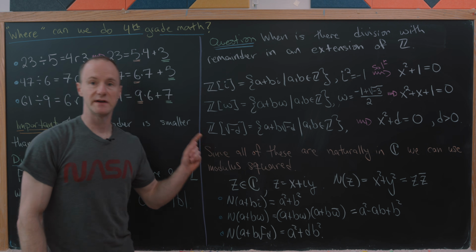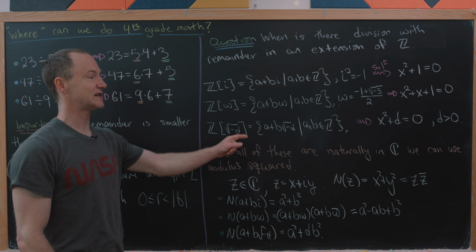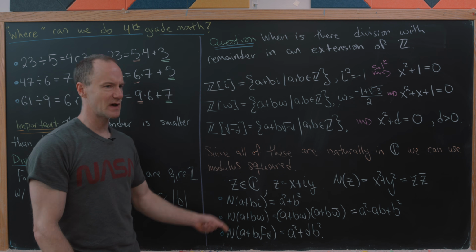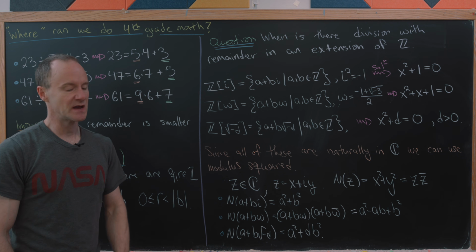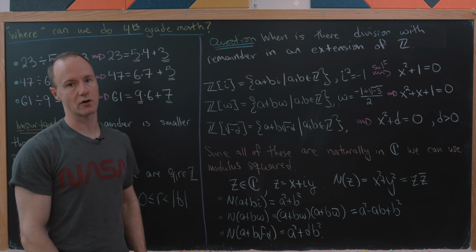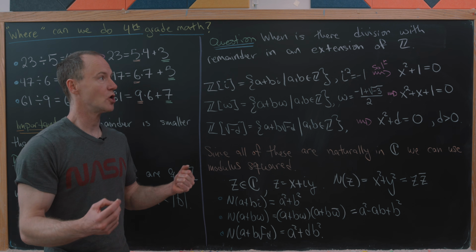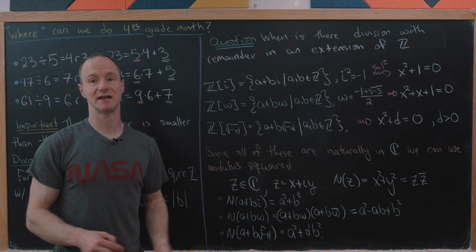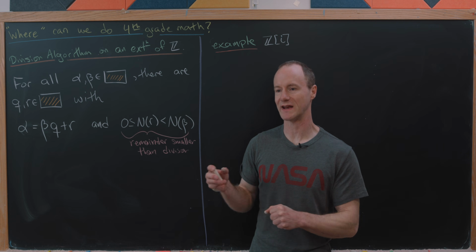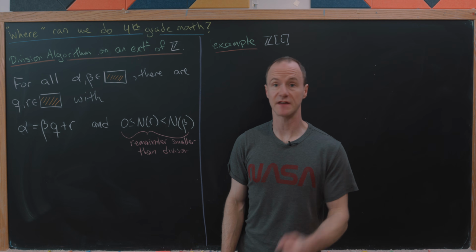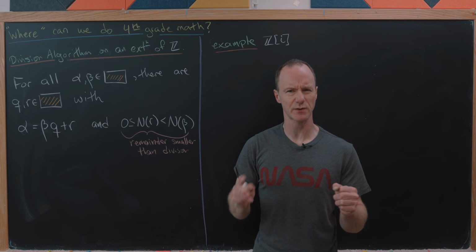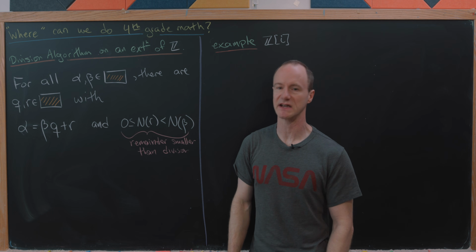Okay, so now that we've looked at some extensions, more specifically quadratic extensions of the integers, and how to measure the size of the elements here, I think we're ready to write down a more general division algorithm that we can explore when this exists and when it perhaps does not exist. Okay, so I think we've motivated the following division algorithm for an extension of the integers. And it goes like this. So for all alpha, beta in one of these extensions, so that's what I'll mean by this box, that's just one of the extensions of the integers.